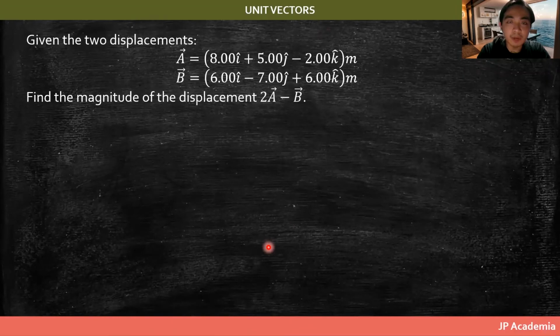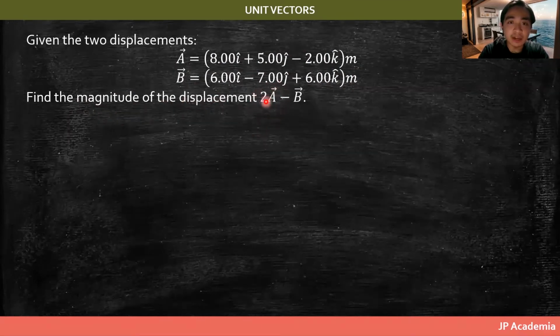Okay, so next problem natin ay for unit vectors. So binigyan tayo ng dalawang displacements. So dalawang vectors to. So una, vector A na may x, y, and z components. So i hat, j hat, k hat, naka-meters. Then we have the second displacement, vector B, na ganun din, may x, y, and z component na naka-meters din. So sabi dito, find the magnitude of the displacement.